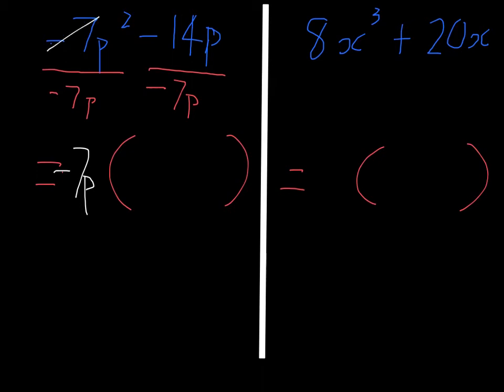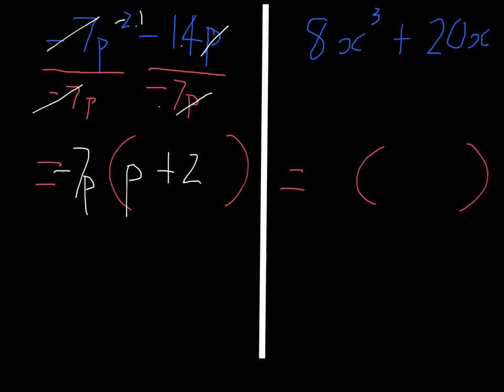Divide negative 7 by negative 7, you get 1. p squared divided by p, index laws leave you with p to the power of 1, which is just p by itself. In this case, negative 14 divided by negative 7, that's a negative divided by a negative, which gives us a positive. So positive 2. The p's cancel each other out because p divided by p is equal to 1. So there is your answer: negative 7p, and then in brackets, p plus 2.